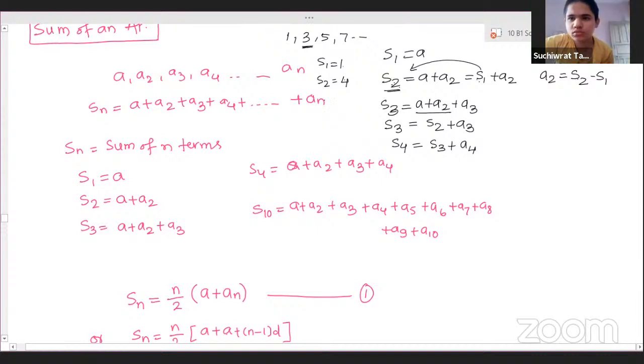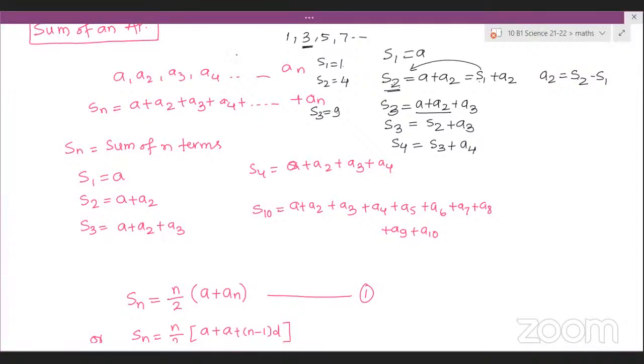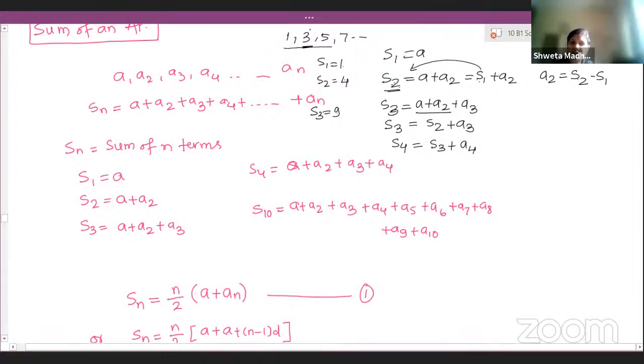Right? Now what is S3? 1 plus 3, 4, plus 5, 9. So from 9, if you subtract the sum of two terms, that is 4, what will you get? From the sum of three terms, if you subtract the sum of two terms, what will you get? The third term.